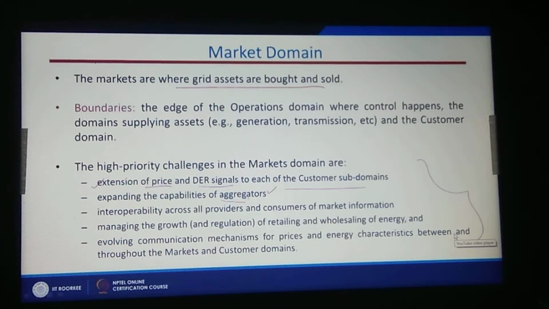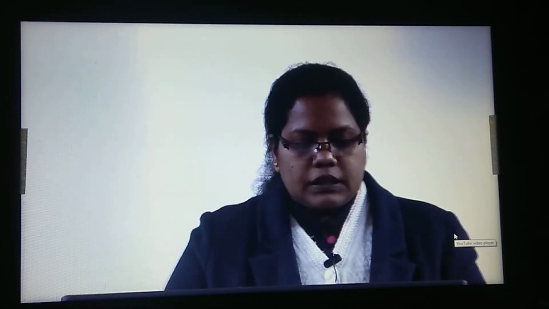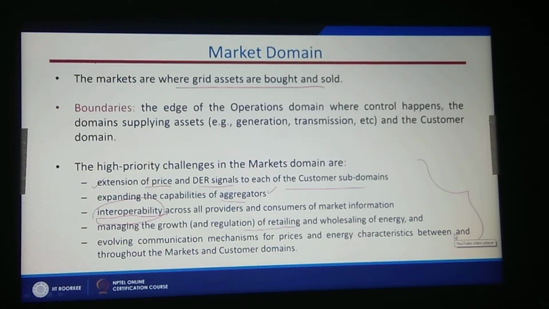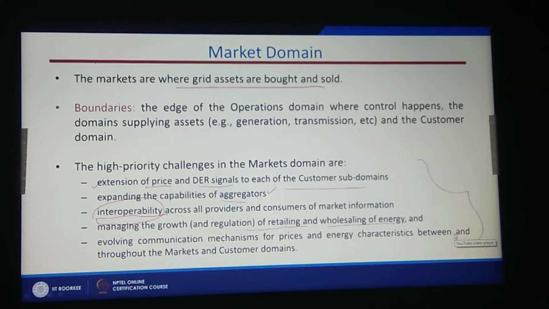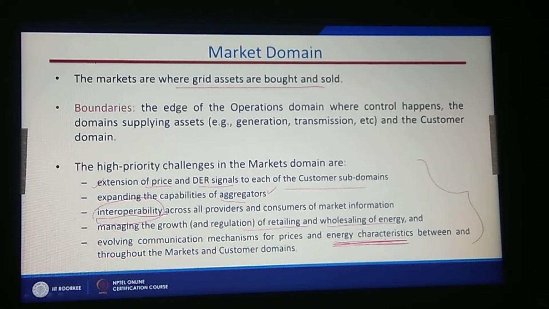Now, this is across all providers and consumers of market information. What is happening inside the market of the smart grid? The information should flow to every part of the smart grid system. The fourth one is managing the growth and regulation of retailing and wholesaling of energy. This is also one part of the challenging task as far as the market domain is concerned. And the last one is the communication mechanism for prices and energy characteristics. This is also very, very important. What is this energy characteristic?